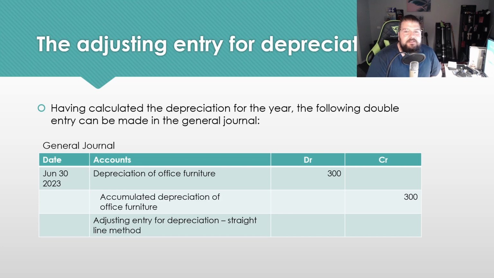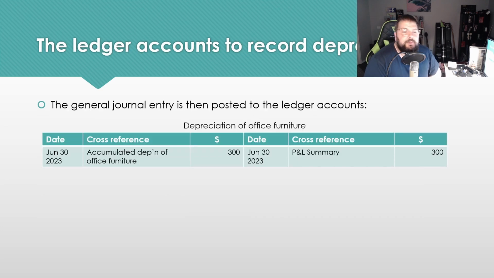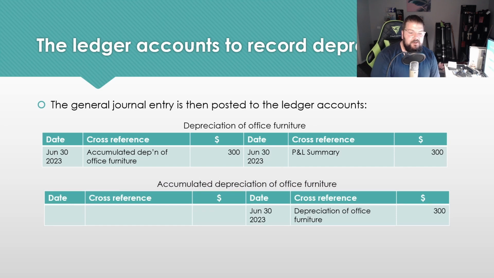Now, this, much like our allowance for doubtful debts, is a negative asset, okay? So it's going to appear on our balance sheet, and it's going to be reducing the value of the asset office furniture. So because depreciation of office furniture is an expense account, you'll see that at the end of the year, we close it off to our P&L summary, and it's reducing the net profit of the business. Whereas our accumulated depreciation, being a negative asset, is going to appear like this at the end of 1 year.